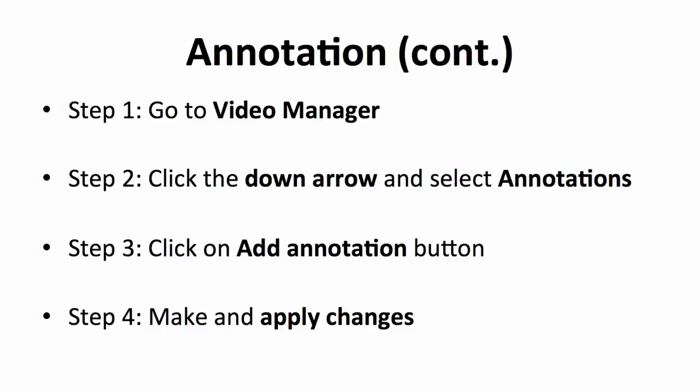Moving on, when you are on the annotation page, you will see a page with all your videos. Beside each video, there is an Add Annotation button. Select the video that you wish to add an annotation to and click on the button beside the video. You'll then be redirected to the page where you can edit and create your annotation. You can decide when and where you want the annotation to be in your video, and of course, the duration of the annotation. Make the necessary changes and apply the changes, and that's it.